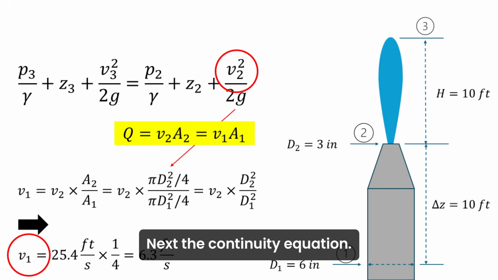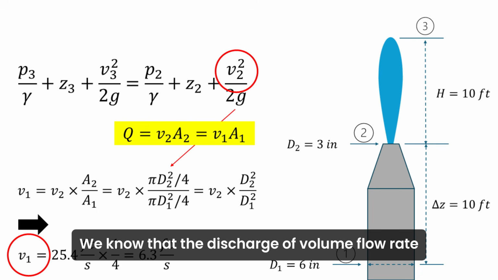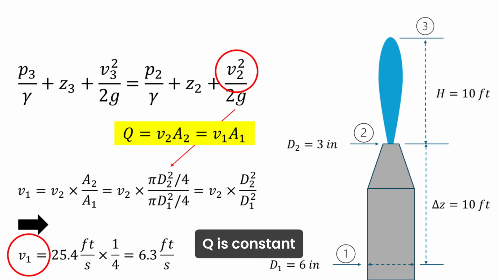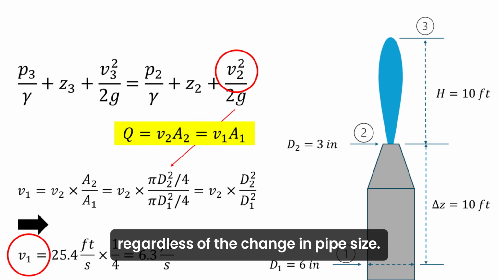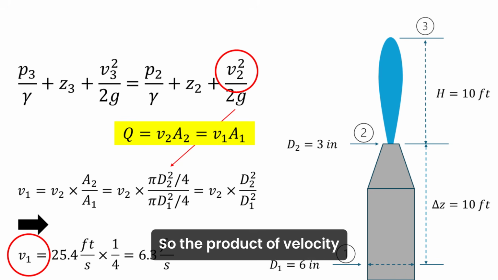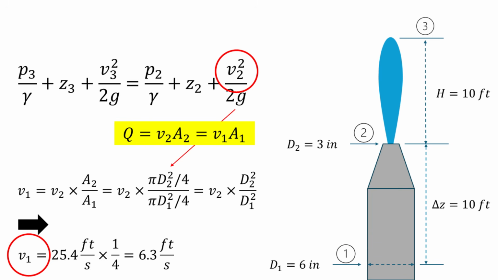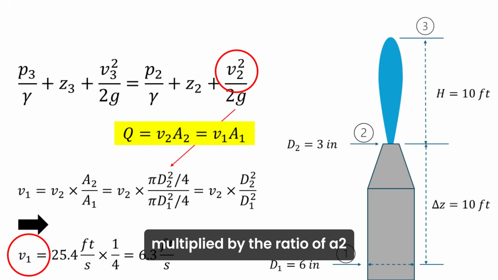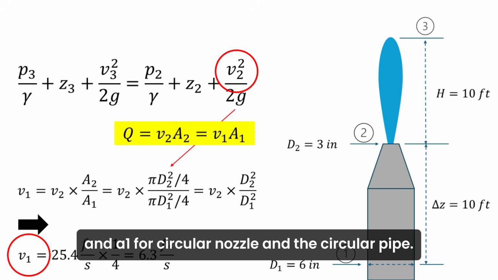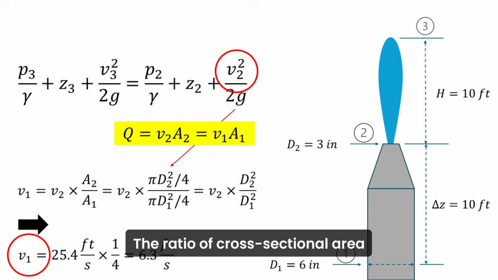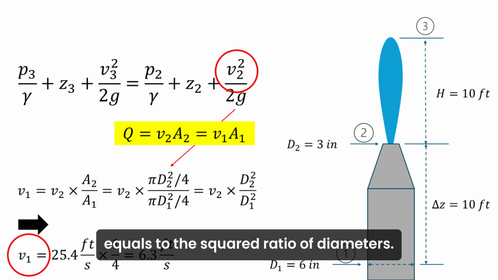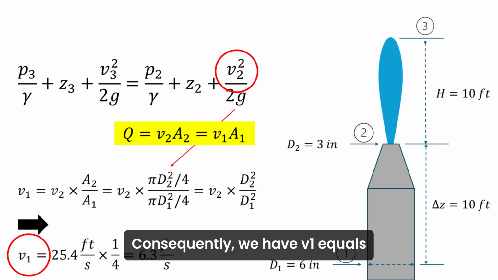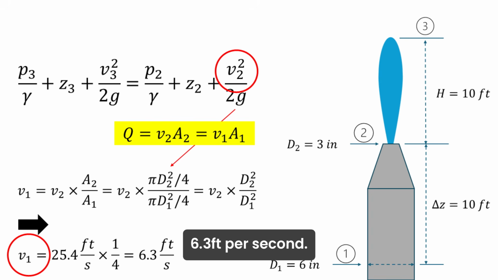Next, the continuity equation. We know that the discharge, or volume flow rate, Q, is constant, regardless of the change in pipe size. So the products of velocity and the cross-sectional area at point 2 and point 1 are the same. Rearranging this relationship, we can find V1 as V2 multiplied by the ratio of A2 and A1. For a circular nozzle and a circular pipe, the ratio of cross-sectional areas equals the squared ratio of diameters. Consequently, we have V1 equals 6.3 feet per second.